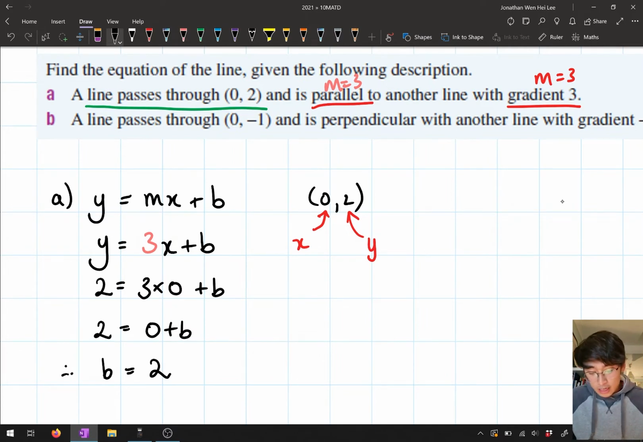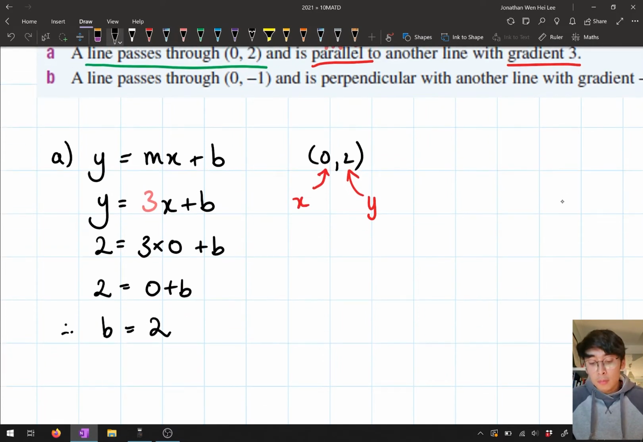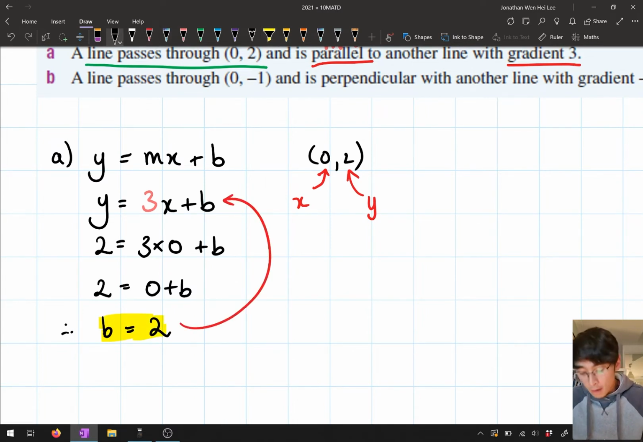Putting this all together, I can replace this value of b, my y-intercept, back into my equation over here. So my final answer is going to be y is equal to 3x plus 2.